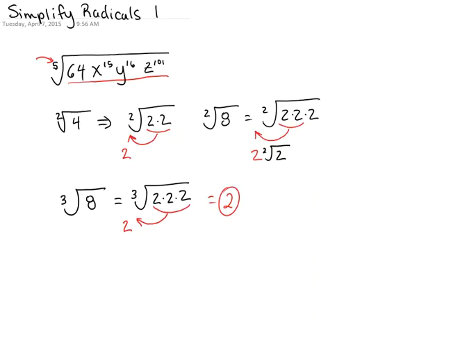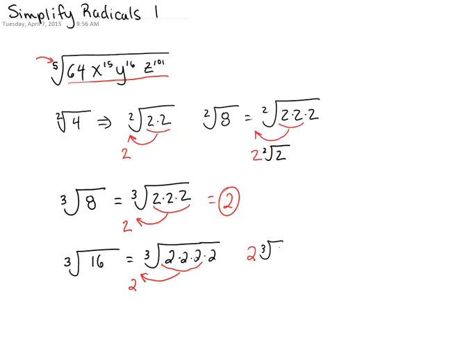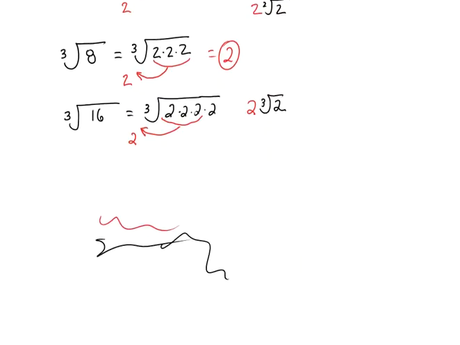What if it were the cube root of 16? Well, 16 is 2 to the 4th power. I'll write it out in expanded form here. Again, because the index is 3, we're looking for triplets. So we have a triplet, so we can bring a 2 out, but there'll be a 2 left over. So the answer to this would be 2 and then cube root of 2. Let's keep going with this idea. Let's put a variable on it now.